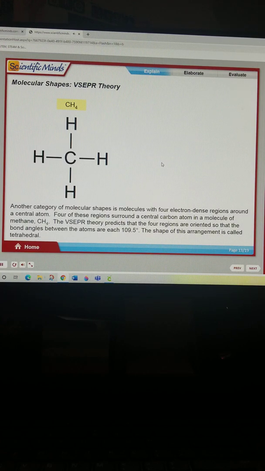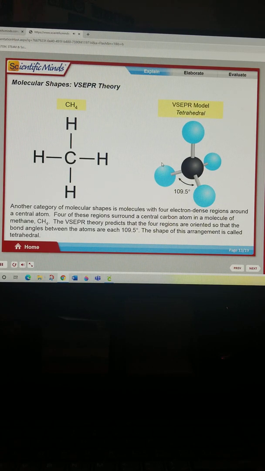Another category of molecular shapes is molecules with 4 electron-dense regions around a central atom. 4 of these regions surround a central carbon atom in a molecule of methane, CH4. The VSEPR theory predicts that the 4 regions are oriented so that the bond angles between the atoms are each 109.5 degrees. The shape of this arrangement is called tetrahedral.